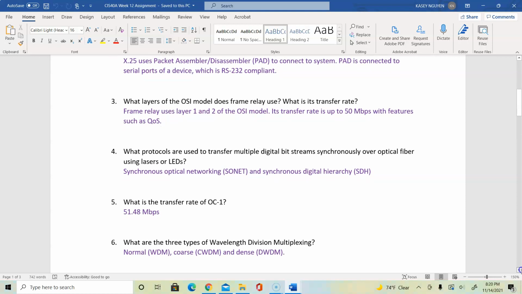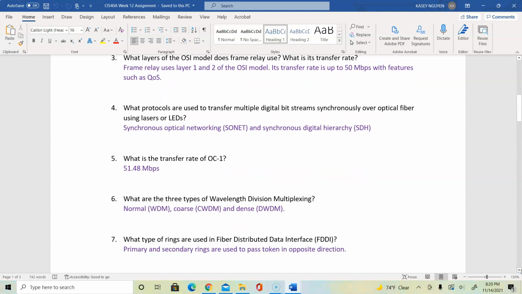For question 6, what are the 3 types of wavelength division multiplexing? We have the normal wavelength, which is your NWDM. Then the second will be your coarse wavelength, CWDM, and the dense wavelength, which is DWDM. And the difference in these is the number of channels that are being used. So the coarse uses 16 channels and the dense uses 40 channels, compared to the normal, which uses a single channel.